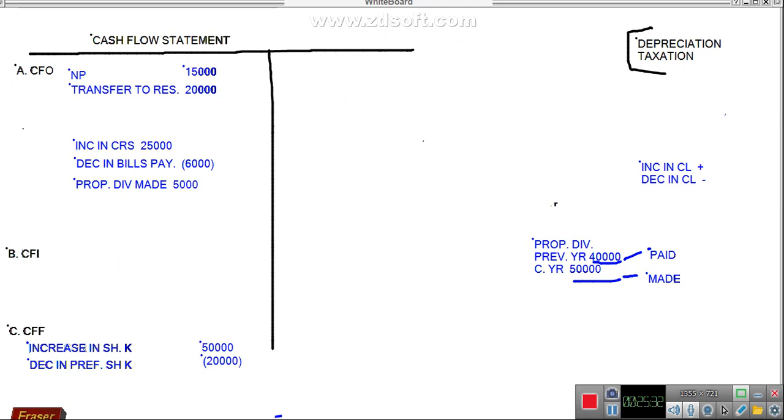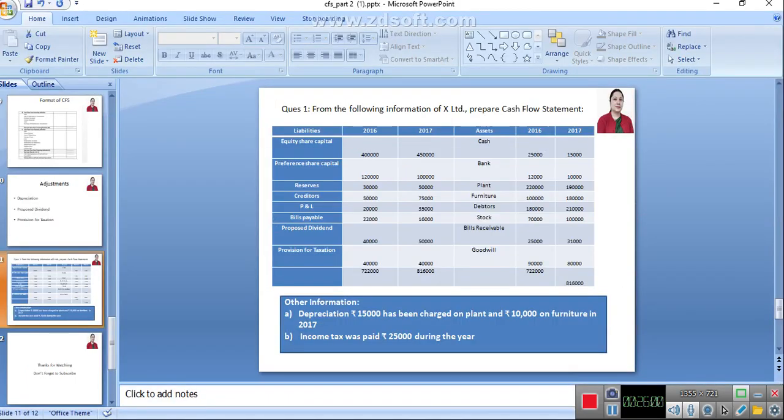Current year is 50,000, so it is assumed to be provision made during the year. And this amount of 40,000 is the proposed dividend paid during the year. So it will be written in the cash flow from financing activities. Dividend paid during the year is 40,000, in the brackets, 40,000. I hope you understand this.